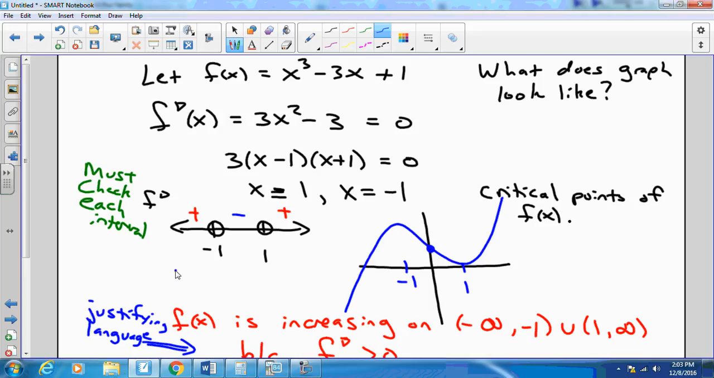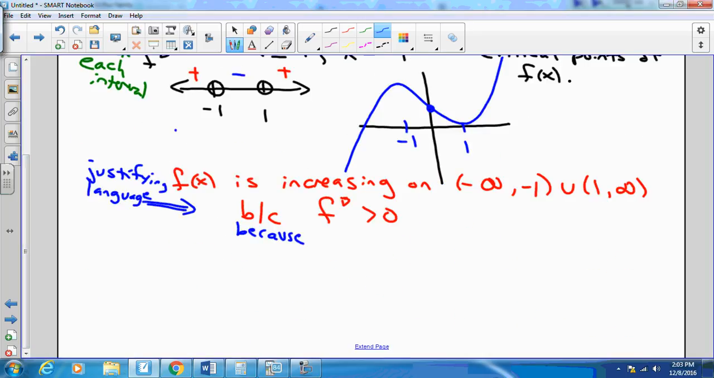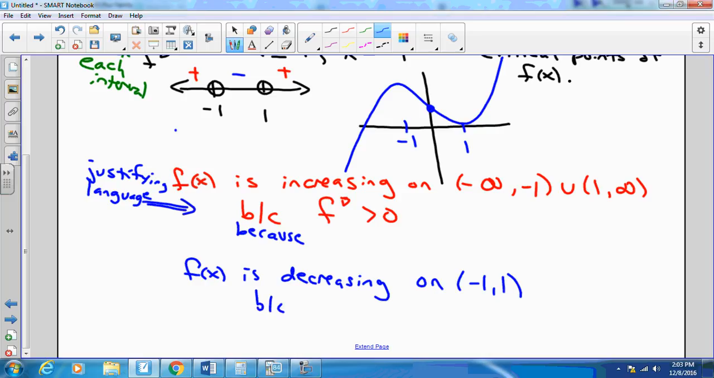Okay. Let's do the same thing for decreasing. On what intervals is f of x decreasing? And our justifying language? That's exactly right. And tonight for your homework problems, every time you're asked to find intervals for which f is increasing or decreasing, you're going to use that justifying language that comes straight from our theorem.